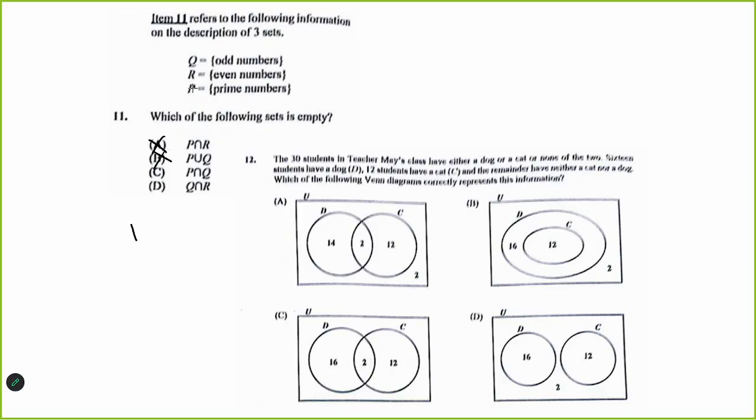P intersect Q. So P, prime number, and odd numbers. If we think about it, with the exception of 2, all prime numbers are odd numbers. So this is not possible. This one here, Q intersect R, does even and odd have anything in common? They are opposites of each other, so they have nothing in common. Everybody good with that?